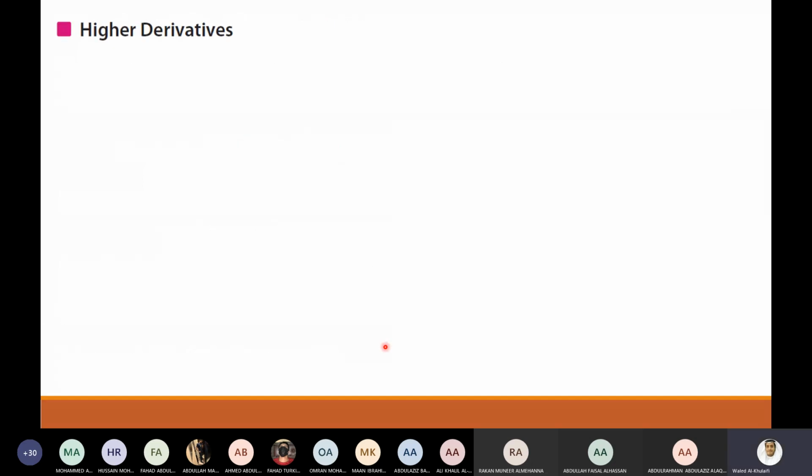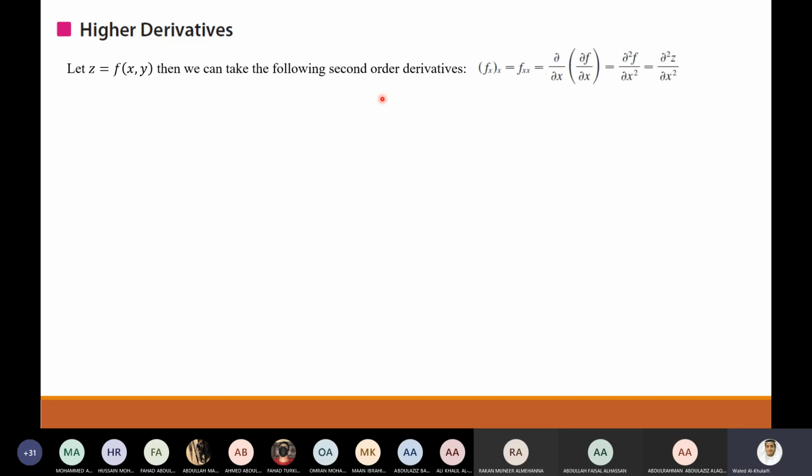Now let's talk about higher derivatives. As you saw, all the derivatives so far are first order, but what if I have a second order, third order, and so on? What should I do? So let's start with the second order. If you have a function z equals f of x and y, a function of 2 variables, and I want to find the second order derivative, we write it this way: f_x, and then between brackets x, meaning that I am going to differentiate the partial derivative with respect to x.